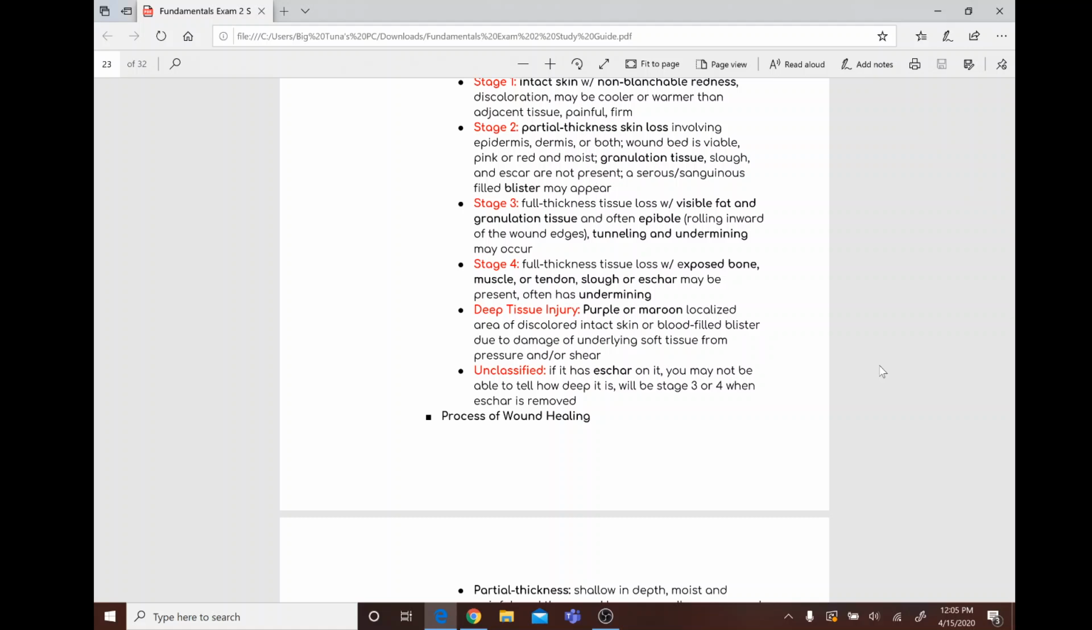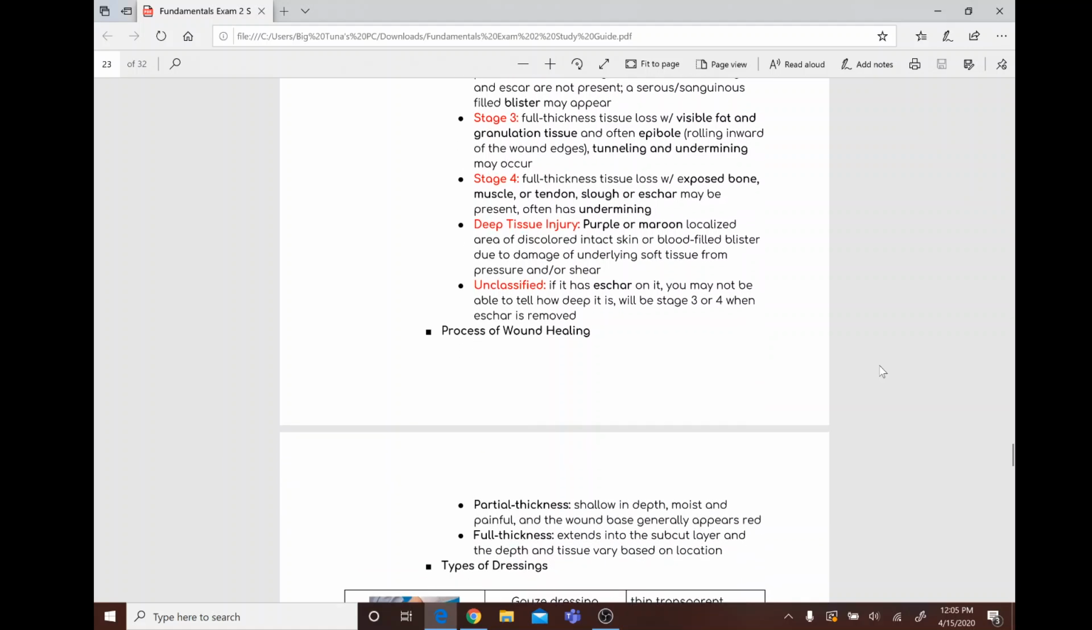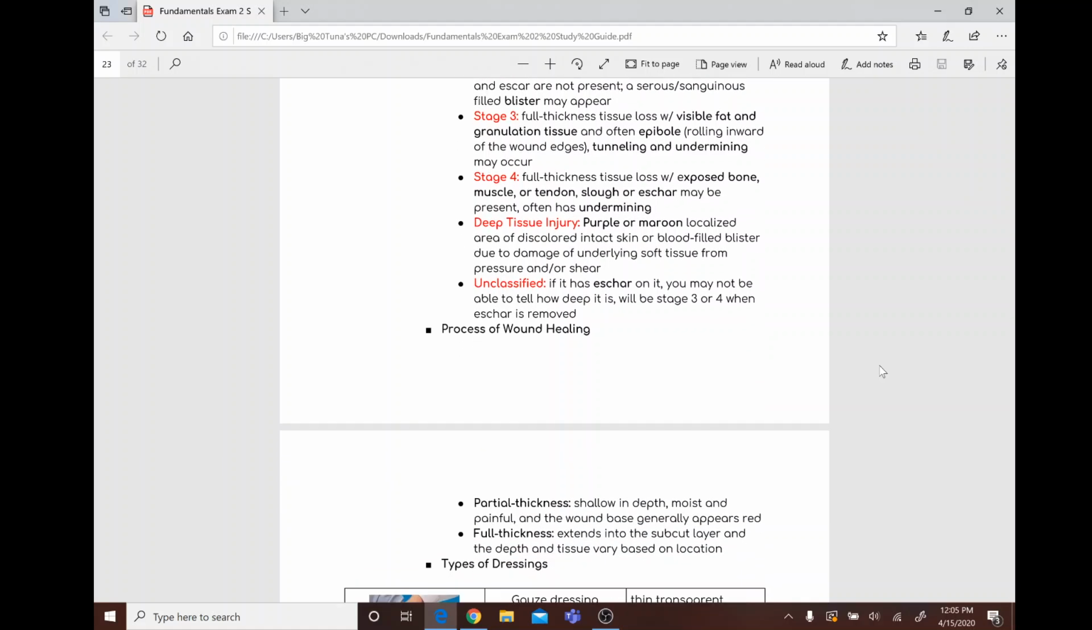What is a deep tissue injury? Purple or maroon, localized area of discolored intact skin or blood-filled blister due to damage of underlying soft tissue from pressure and or shear.